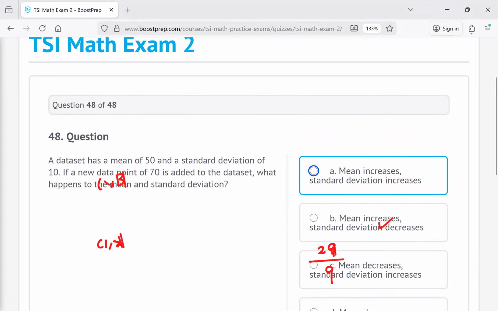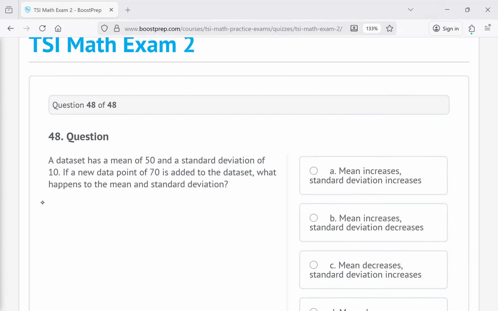Last one. The data set has a mean of 50 and a standard deviation of 10. If a new data point of 70 is added to the data set, what happens to the mean and standard deviation? Does it even change?